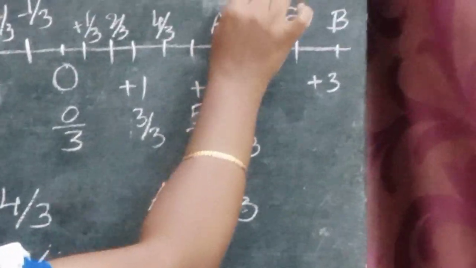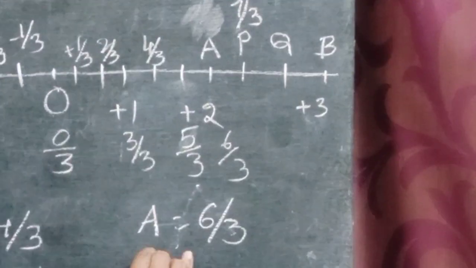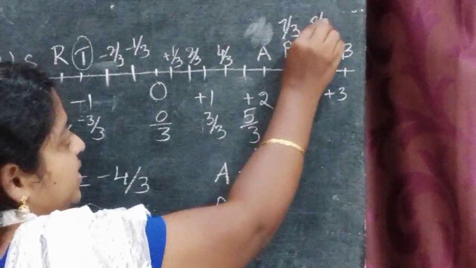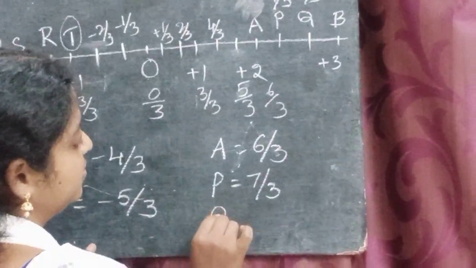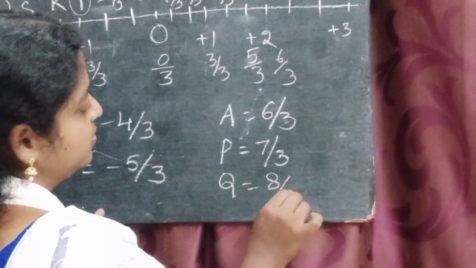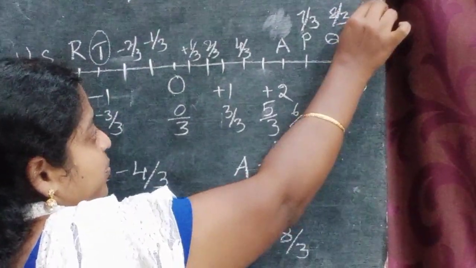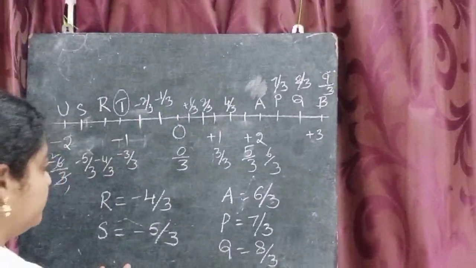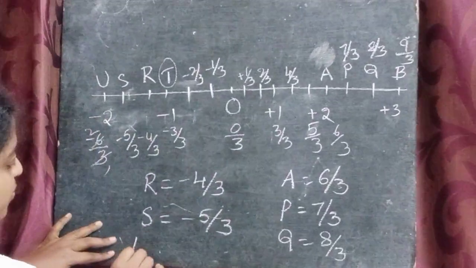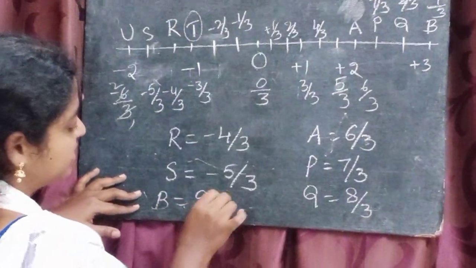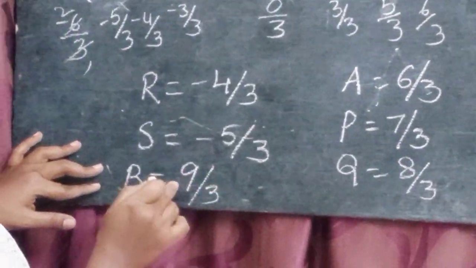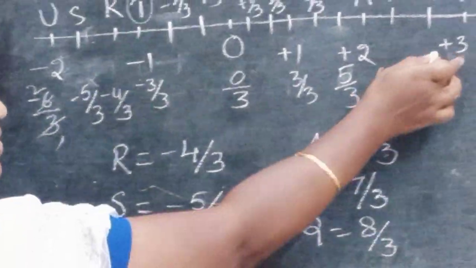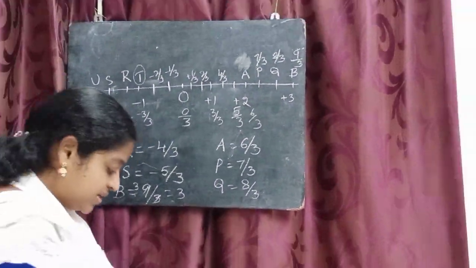P value is 7 by 3. Q value is 8 by 3. And B value is 9 by 3. What is 9 by 3? 3 ones are 3, 3 threes are 9. If you do the cancellation, the value will be positive 3. Got it? Now, what is the question?